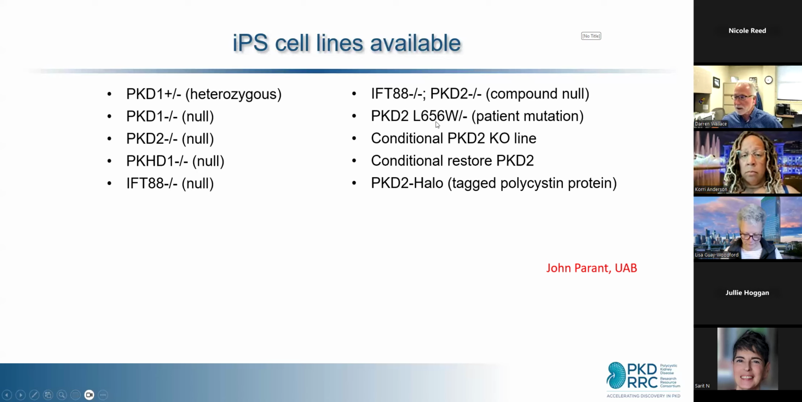More sophisticated alterations he's done is he's introduced a patient mutation into PKD2. It's also got conditional knockout and conditional restore PKD2 cell lines. And he's also generated a PKD2 halo, which I think Dr. Parnell may have talked a little bit about in the animal subcommittee, where they've tagged the polycystin 2 protein. And so he's introduced that tag into the iPS cells.